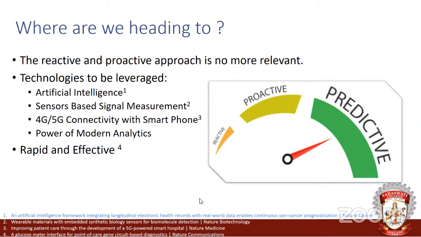If you are using any digital device, right from a TV remote to a smartphone, those sensors are continuously generating data. And that data is continuously being accumulated at one place with the power of connectivity, that is 4G, 5G, and even we are talking about 6G. And AI and modern analytics are drawing meaningful insight out of this data, which is very rapid and effective. And that's why we are able to make a prediction, right?